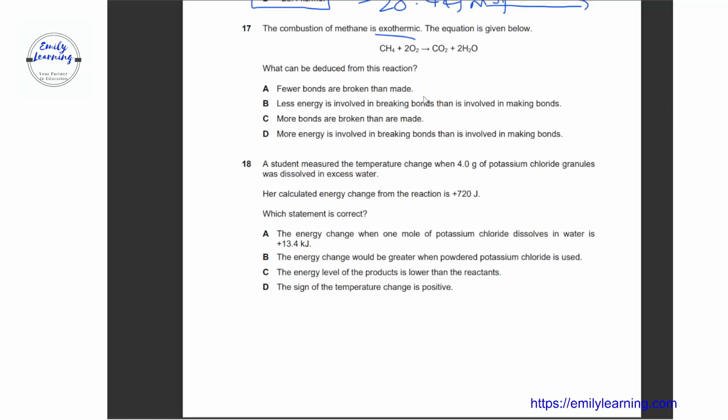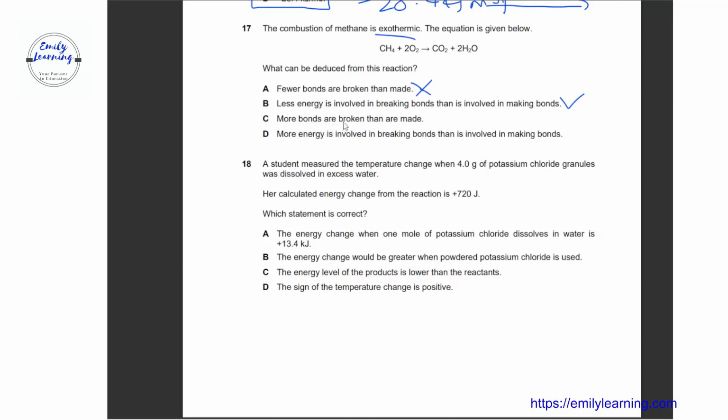So let's look at this. Fewer bonds are broken than made. Okay, no, it has nothing to do with that. It is the bonds formed are stronger than the bonds broken. Less energy is involved in bond breaking than is involved in making bonds. Yes, this is true. That is why it is exothermic, right? Because less energy is involved in breaking the bonds, more energy is given out when the bonds are formed.